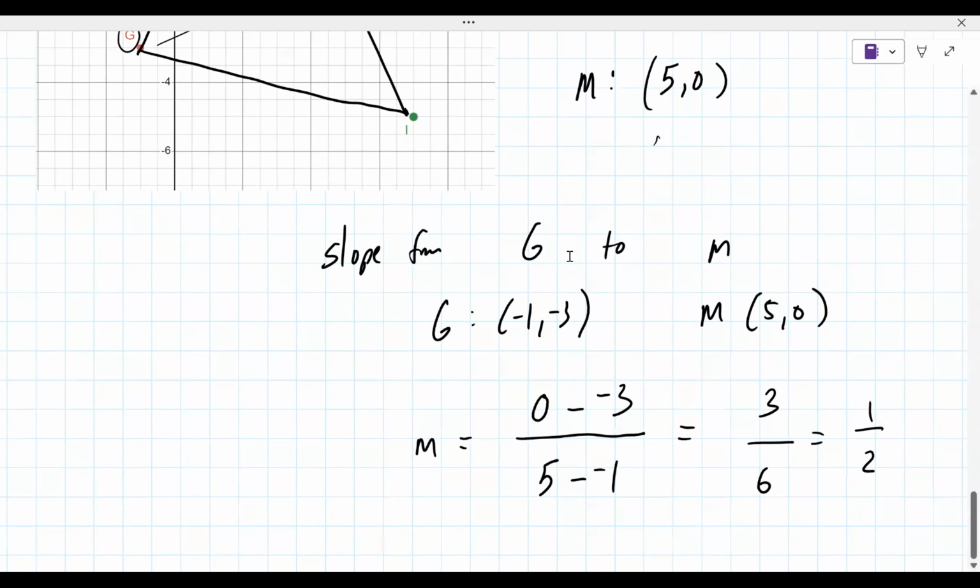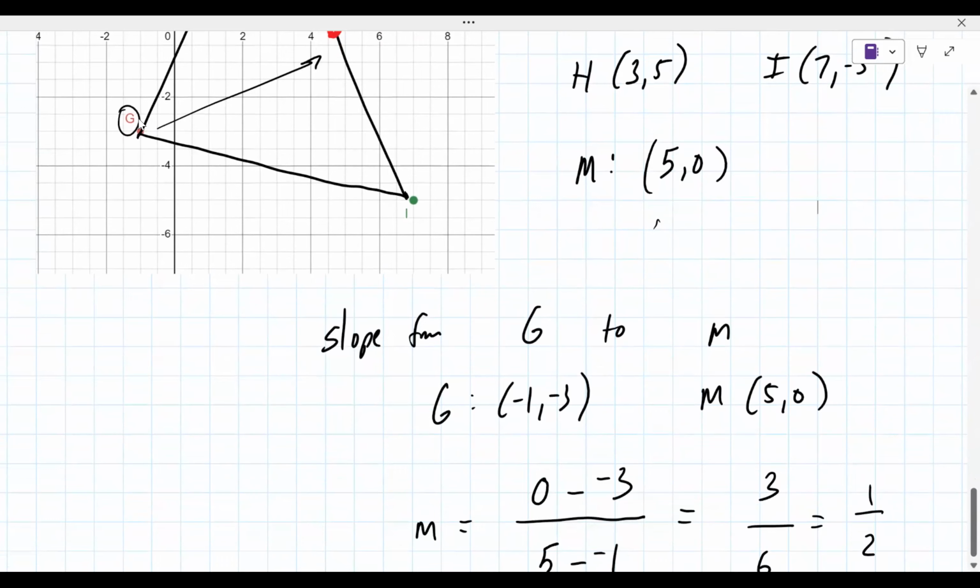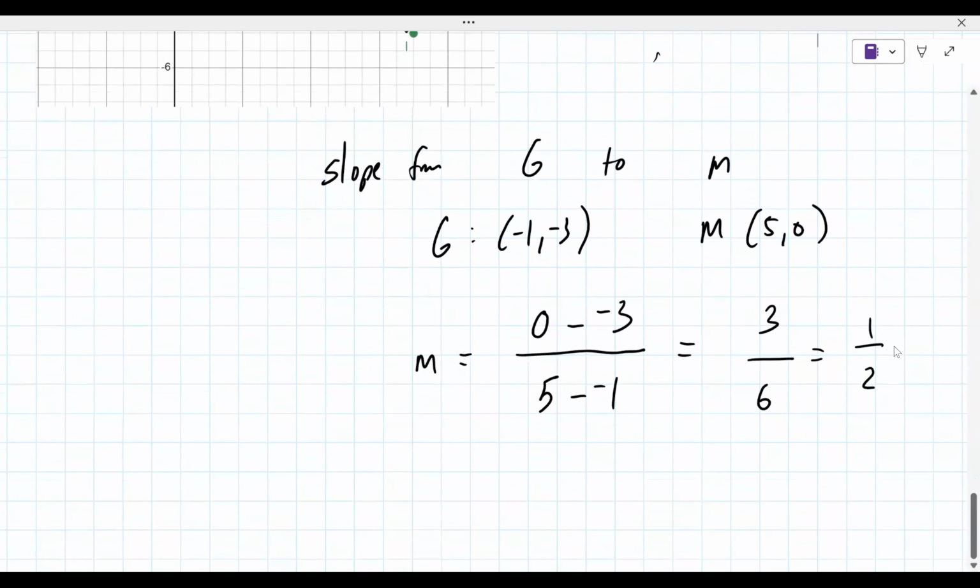Okay, so now you have to choose either point G or point M. And again, see how we've used all the points? We used H and I, G, and a midpoint. That's what I think is hard to do here, you've got so many things going on. You just have to get through the steps here. So you have to use either G or M and this slope to write the equation of the line.